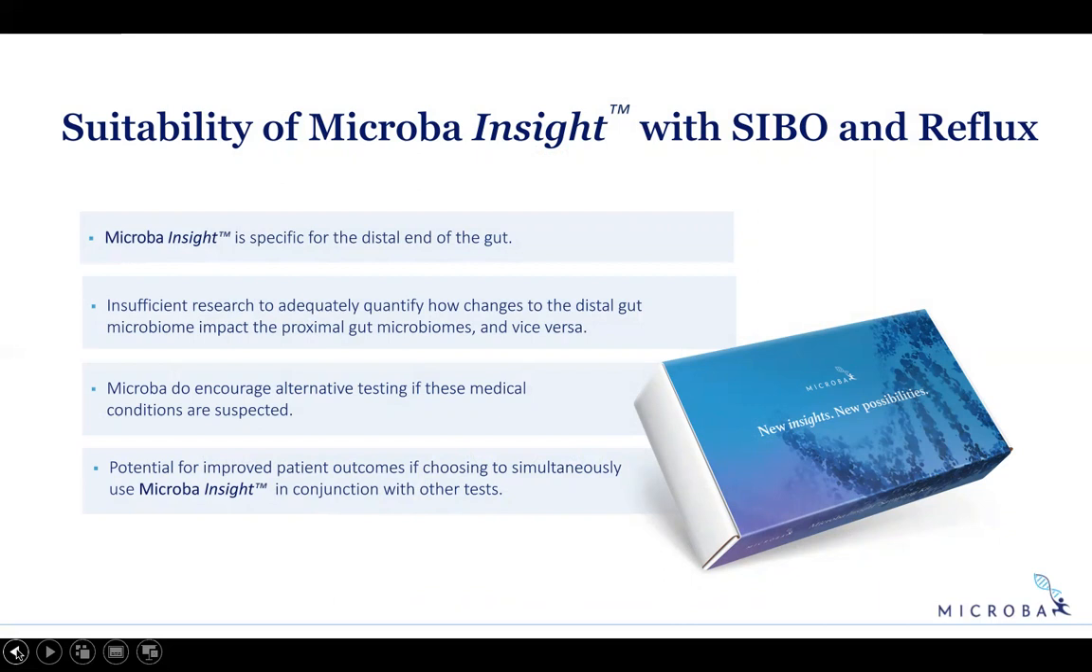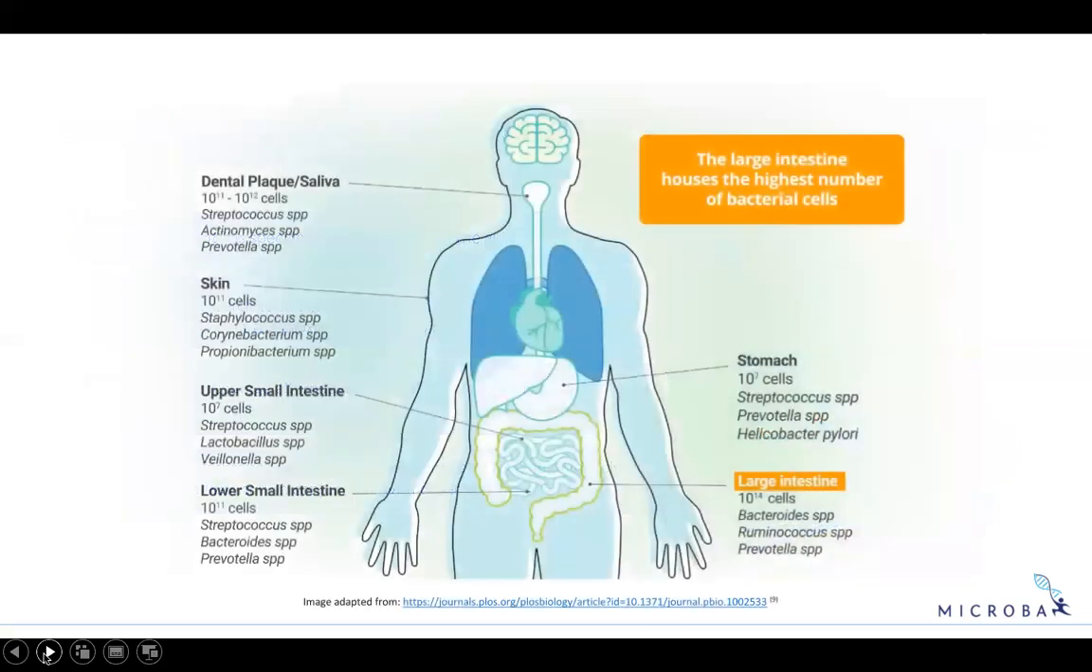So our position is that we do encourage that alternative testing is used if these medical conditions are suspected. However, there may be potential for improved patient outcomes if choosing to simultaneously test the gut microbiome in conjunction with these other tests.